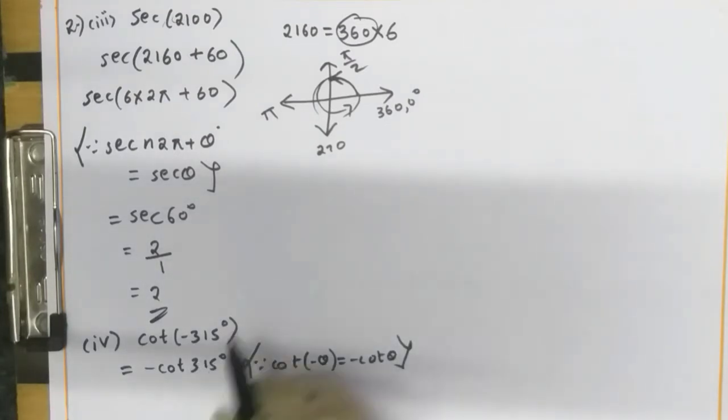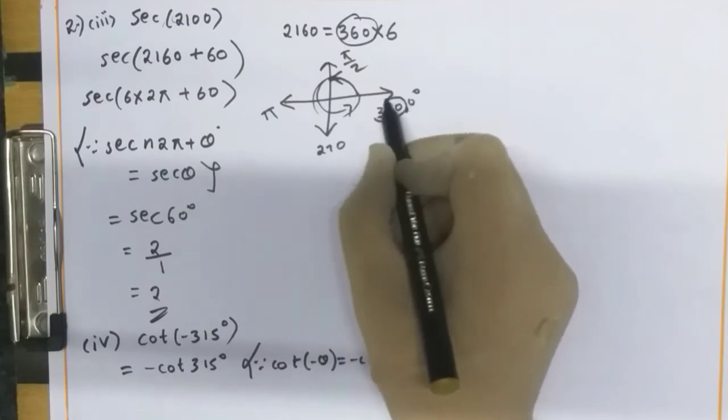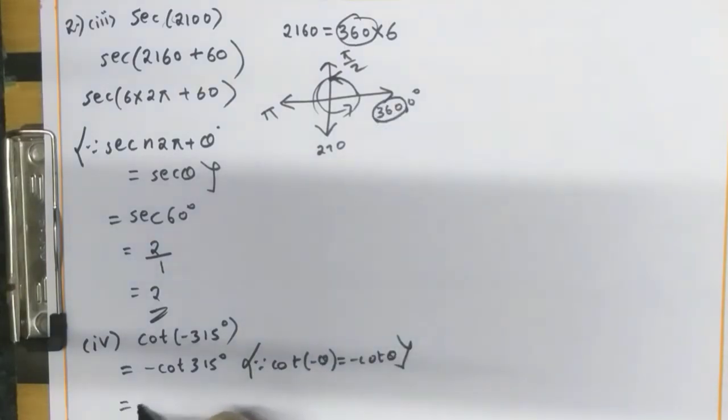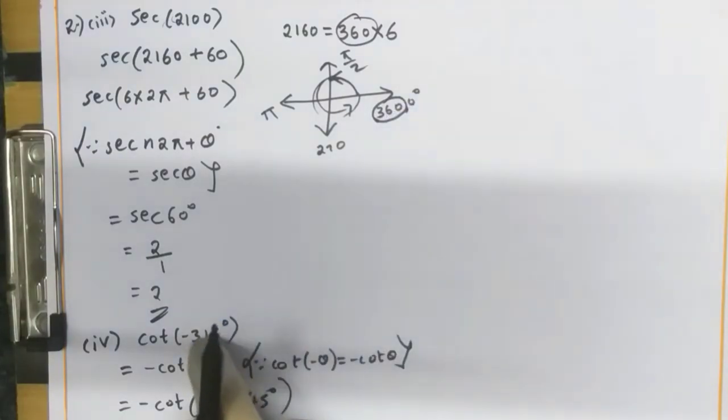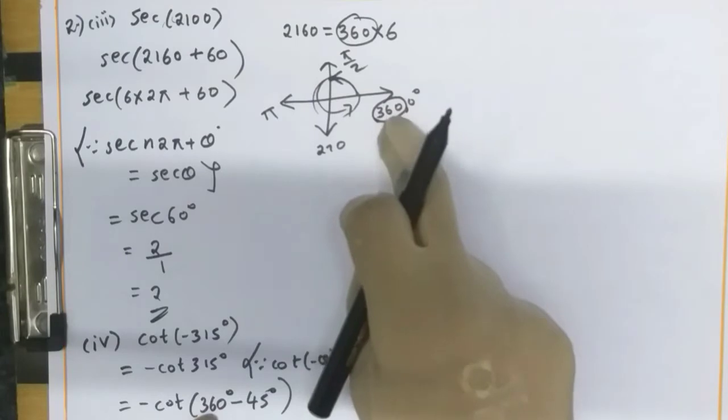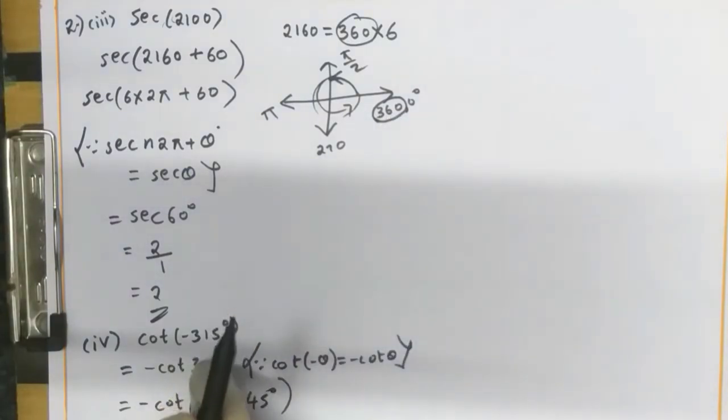Now this 315 is nearer to the quadrant angle 360. So minus cot of 360 minus something. What is 360 minus 315? 45. So I will write 360 minus 45 is 315. Already I told you we can take 45 here. If I take 45 here, I can choose the angle as 360, because 360 is a quadrant angle which is very near to 315. That is why I am choosing 360 here, and 360 minus 45 is 315. So I have opened 315 in such a way that I am getting 360 minus 45.